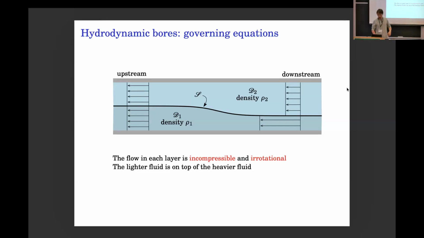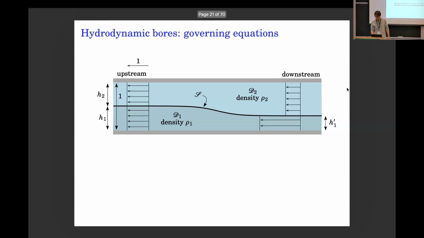Okay, and I have two density flows in the two regions. The subscript 1 means it's the lower, and 2 means it's the upper region. And after non-dimensionalization, I have the total depth of the channel being 1, and I have the depth of each fluid from the upstream denoted by H1 and H2. With the prime, I mean they are downstream parameters.